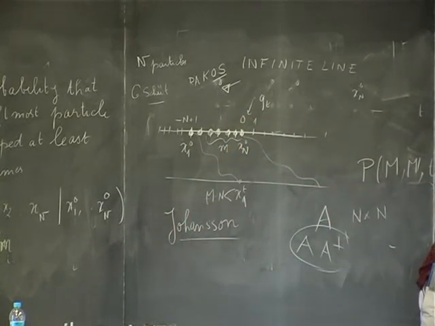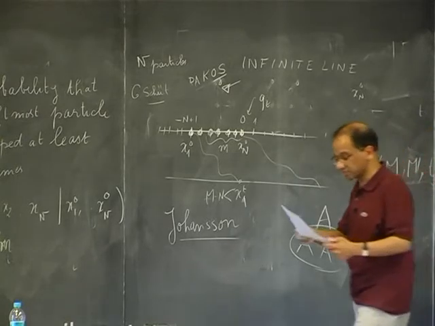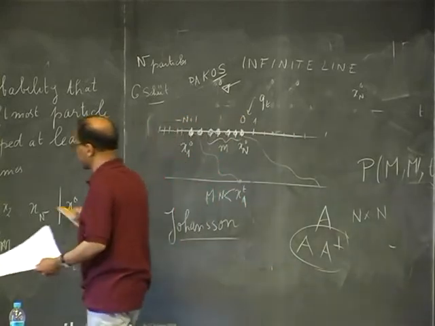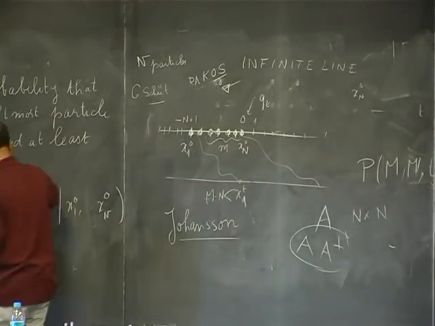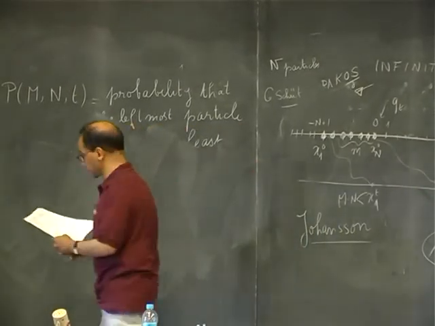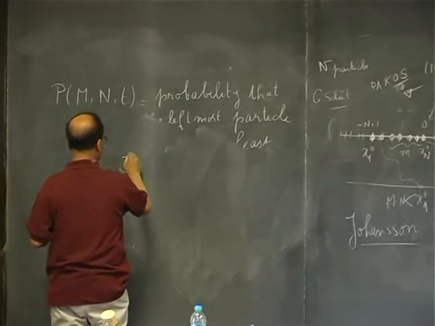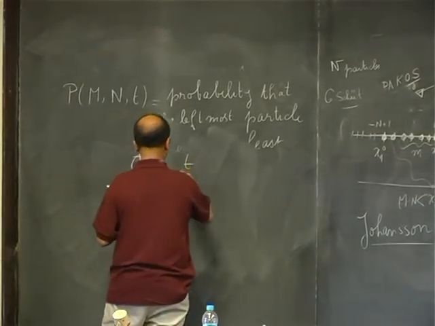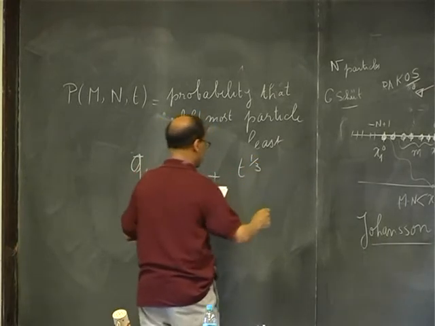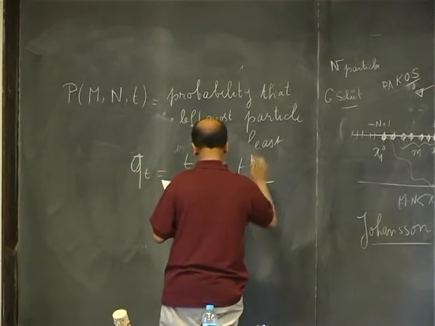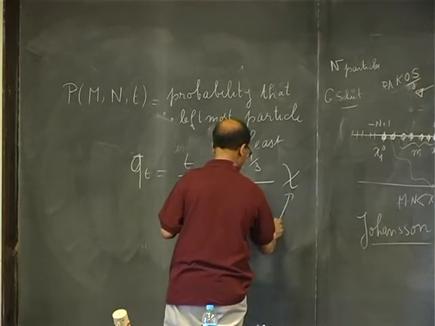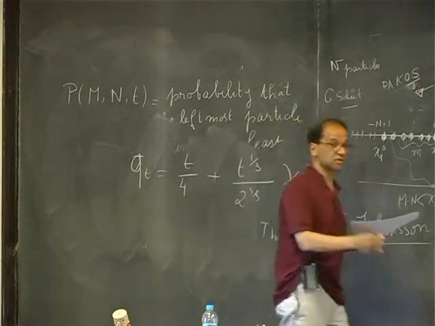And it ended up, as I told you this morning, that you can really use the formula for the largest eigenvalue of a matrix, and you can really say that the current qt is given by t over 4 plus t to the 1/3. So t plays the role of a size here, and there is some bizarre 2 to the power 4/3 chi, where this is a Tracy-Widom variable. So here's a connection.